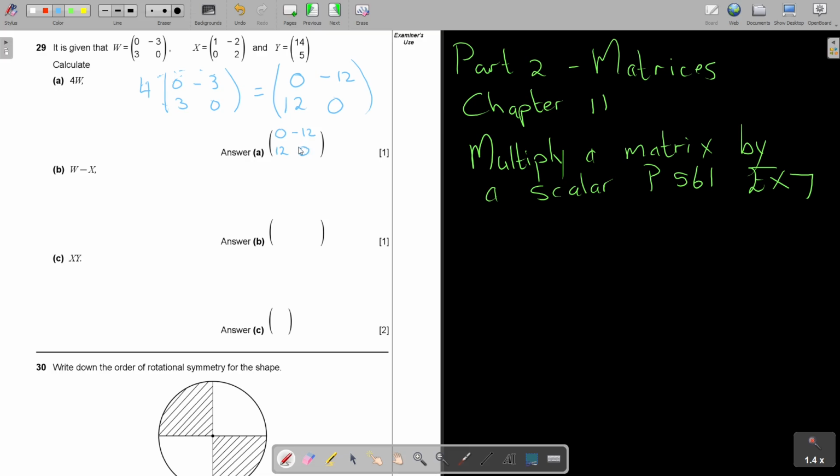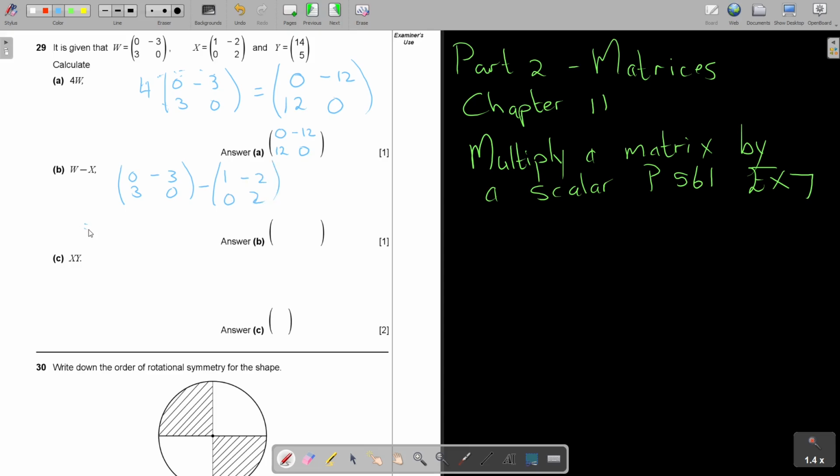And then it's subtraction, which is also easy. First, just substitute the 2. So if I substitute the 2, I'm just going to say W. So it's going to be 0, 3, negative 3, 0, and x, and it's going to be 1, 0, negative 2, 2.